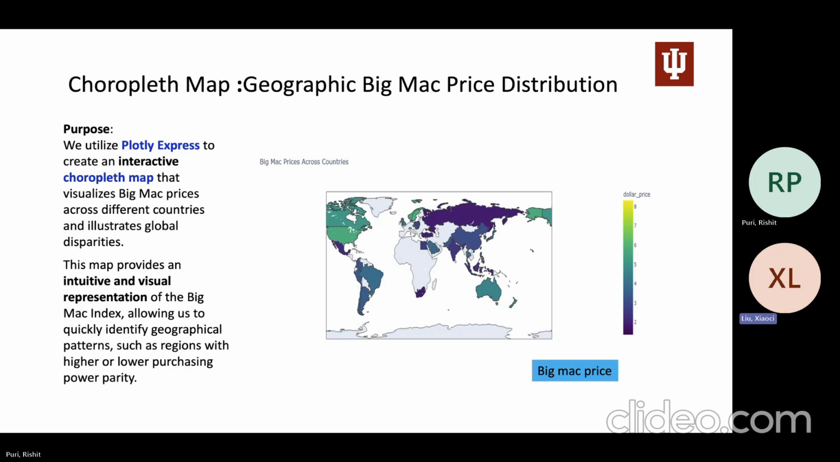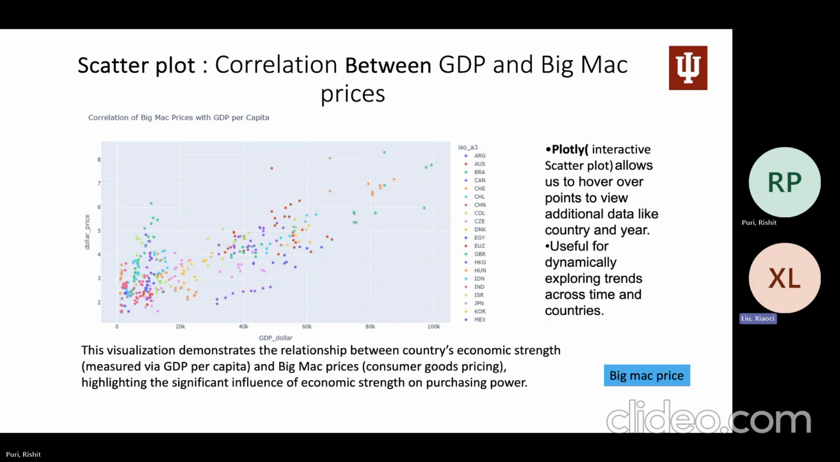We utilize Plotly Express to create an interactive choropleth map that visualizes Big Mac price across different countries and illustrates global disparities. This map provides a representation of the Big Mac index, allowing us to quickly identify geographical patterns, such as regions with higher or lower purchasing power parity. We created a scatter plot to show correlation between GDP and the Big Mac price, with additional data like country and year. It is useful for dynamically exploring trends across time and countries.